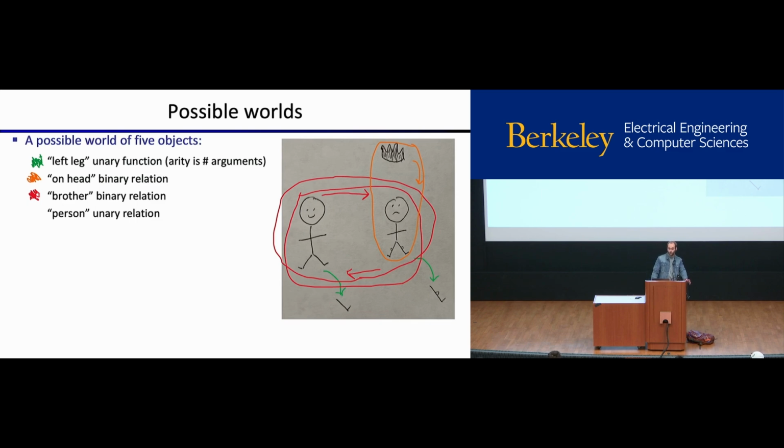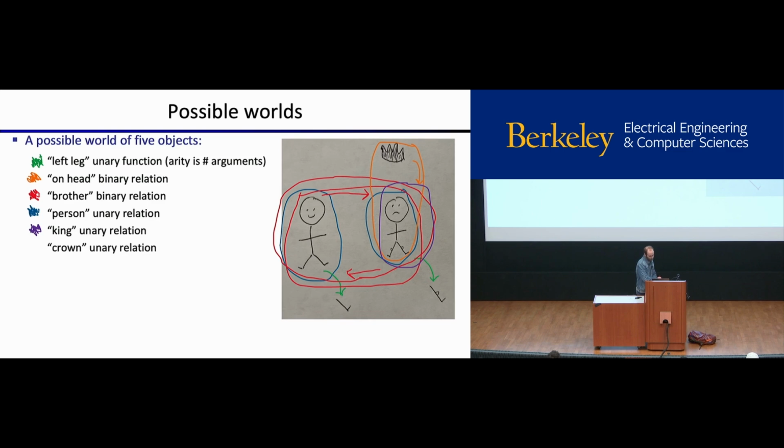We have the person unary relation. So this is a way of saying that that's a person, and that's a person. So the relation will take 1 object from our possible world. It'll return true or false. The possible world needs to tell us which objects it is going to return true for, which objects it is going to return false for. And here I've shown you, it returns true for these objects, it returns false for these objects. Then we have the king unary relation, only returns true if that object is input. Crown unary relation, same idea.